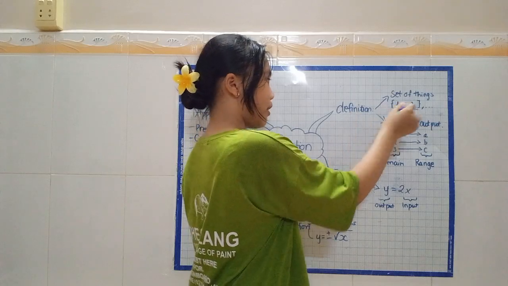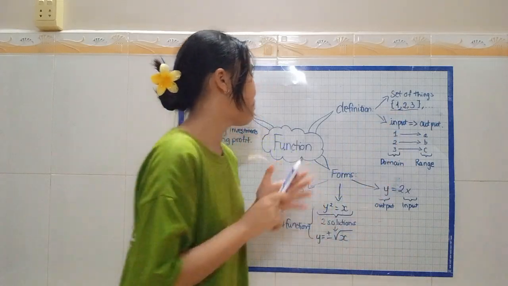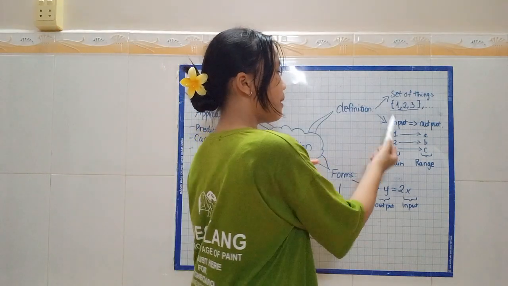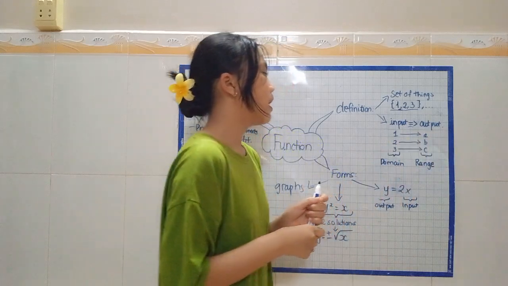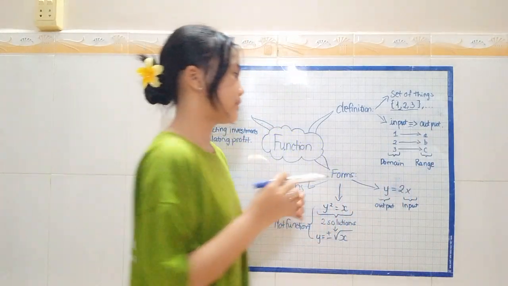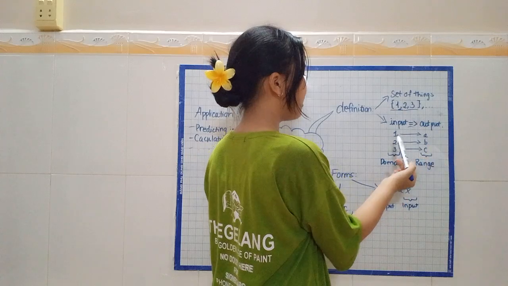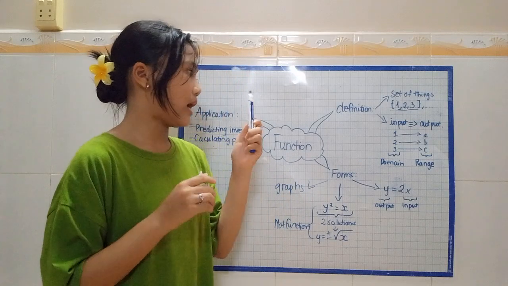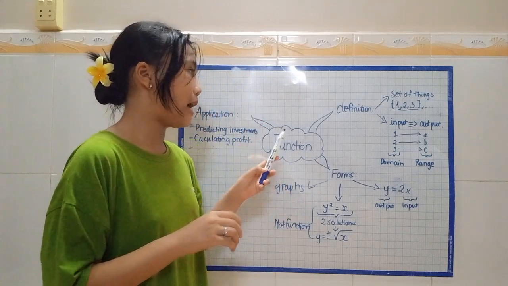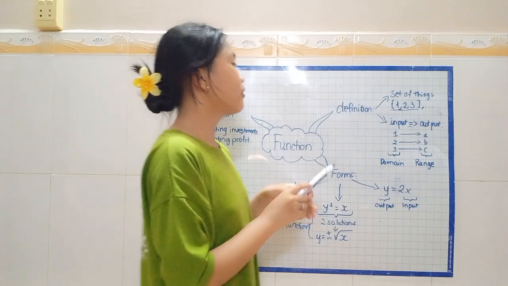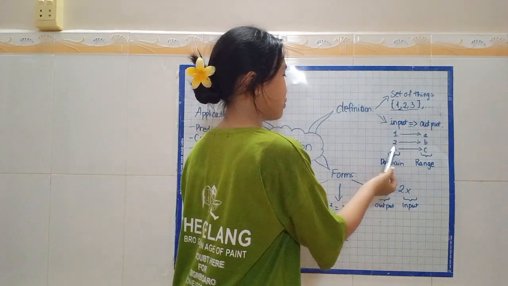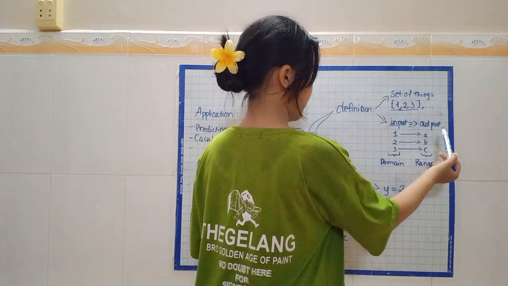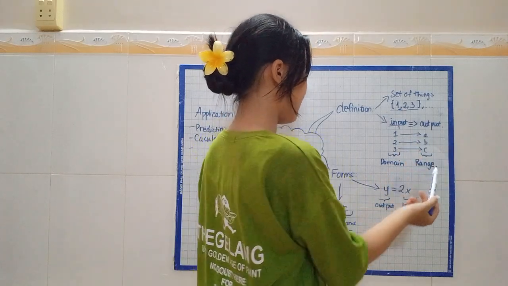Next, we also have its basic kind of function, which is input to output. You could look at this example here: 1 equals A, 2 equals B, 3 equals C. This is a casual kind of function. And we could easily understand 1, 2, 3 here as the input, and the output here is A, B, and C.